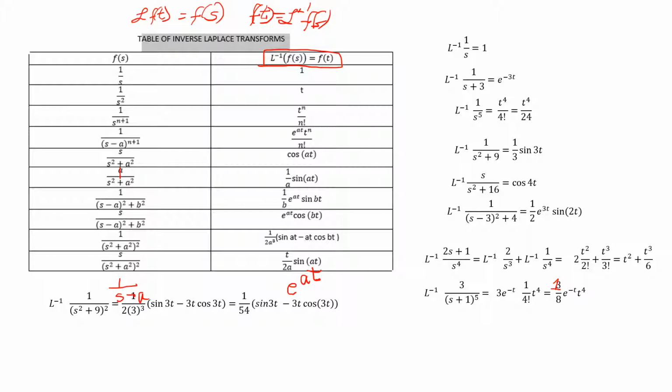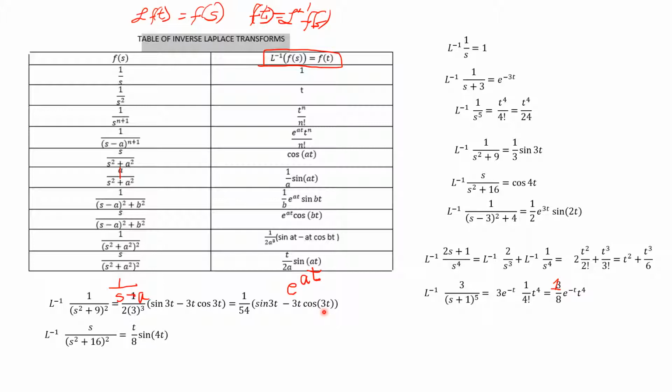Next. Okay, inverse of 1 over s squared plus 9 squared. Okay, where do you have this? This one. Our a here is what? Our a here is 3, the square root of 9. So that's 2 times 3 cubed. 1 over 2 times 3 cubed. Sine 3t, that is sine at minus at cosine at, that is sine 3t minus 3t cosine 3t. 2 times 27, that's 1 over 54 times sine 3t minus 3t cosine 3t.